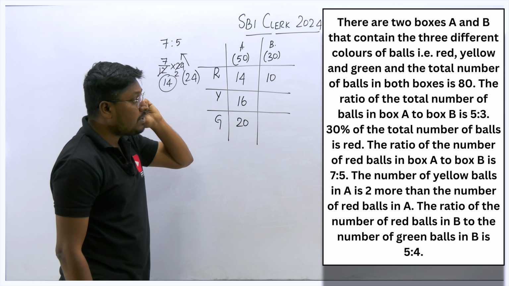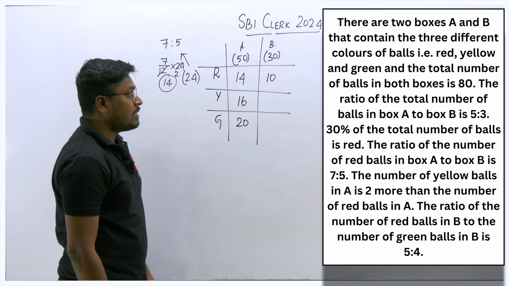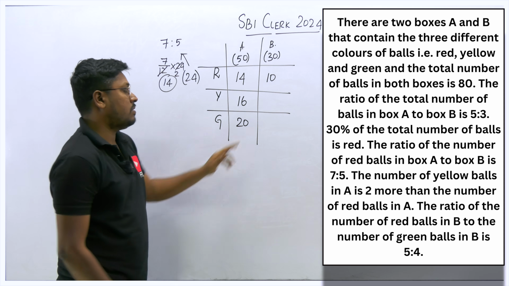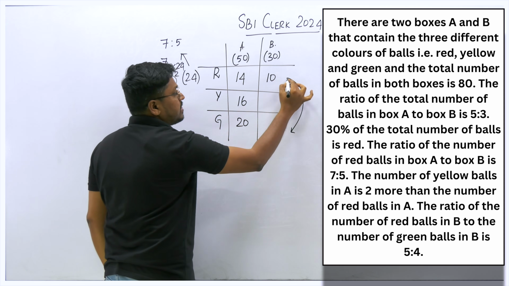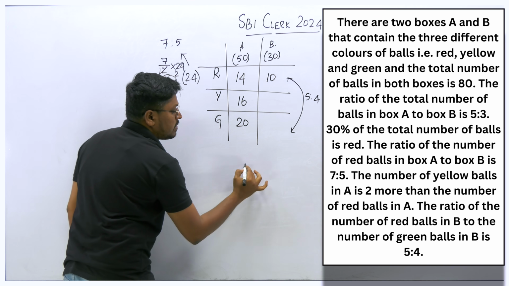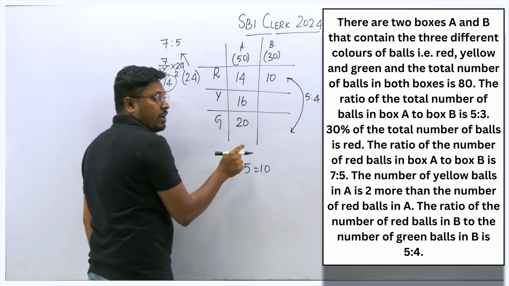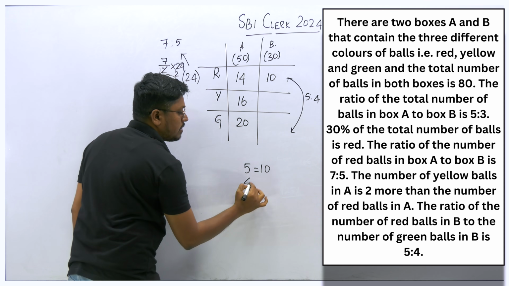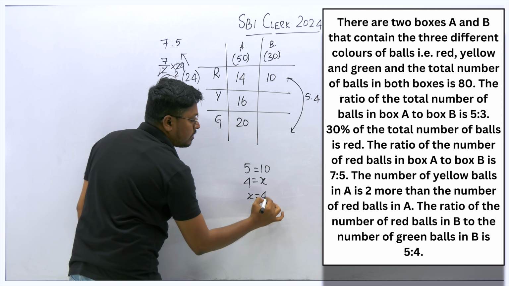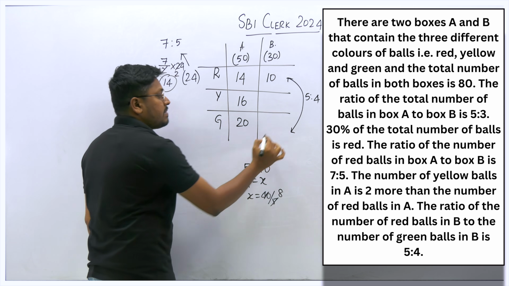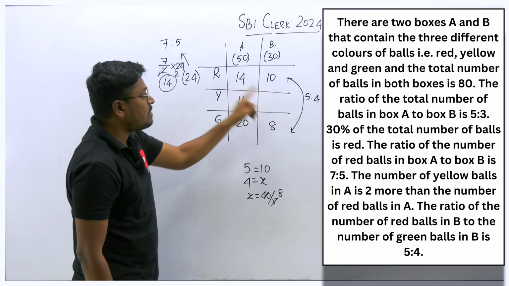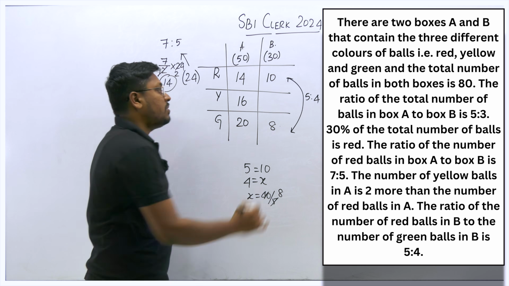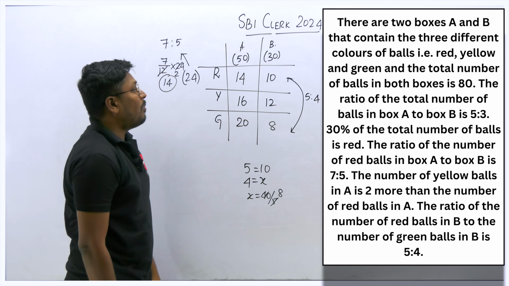So still 2 more values we need to find. The ratio of red balls in B to green balls in B is 5:4. So what they are saying is these two values are in the ratio 5:4. Which means the 5 part will be 10, yes or no? Because of the 5:4 ratio, we know this value is 10, so this 5 part will be 10. So what is the 4 part? The 4 part is equal to X, so X is equal to 40 by 5, which is 8. So this 4 part will be 8. And finding this value is now easy. Why? Because we know 10 plus 8 is 18, and 30 minus 18 will be 12. So 12 will be the yellow balls of box B.